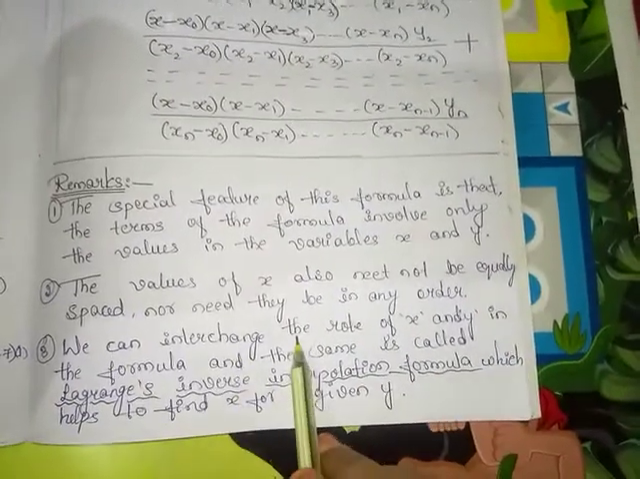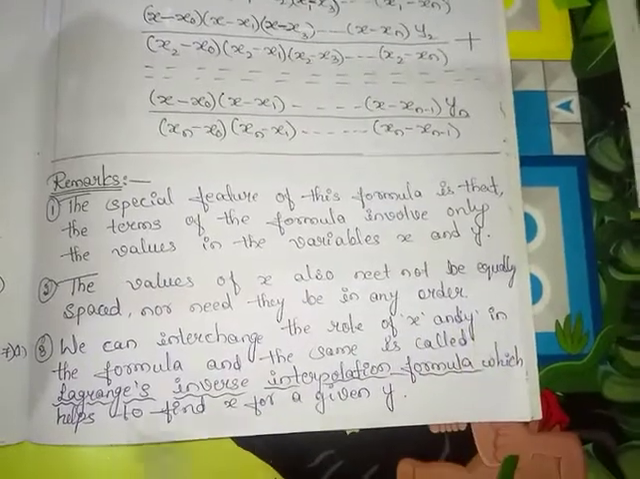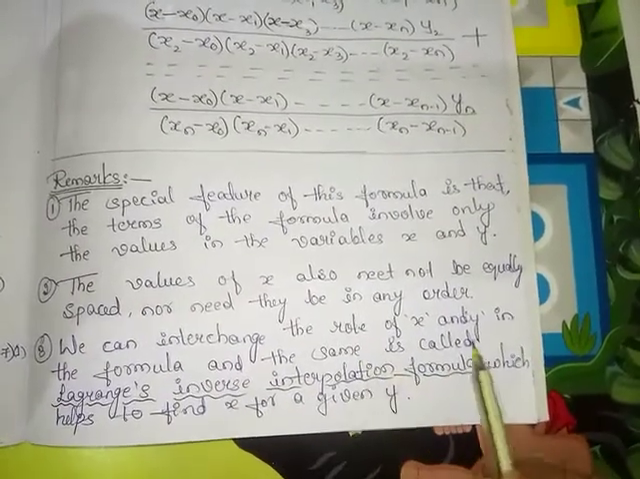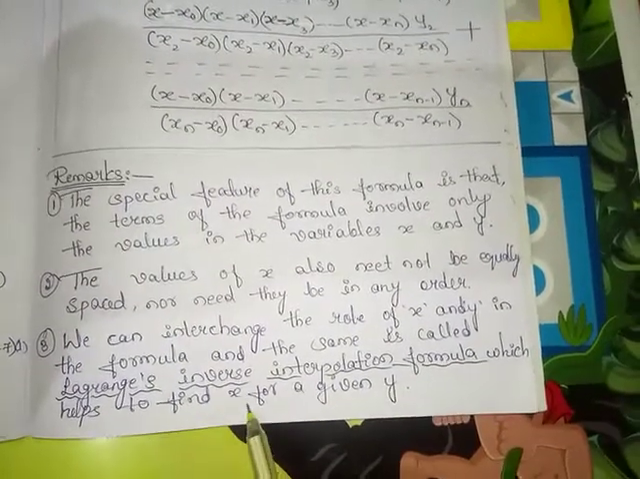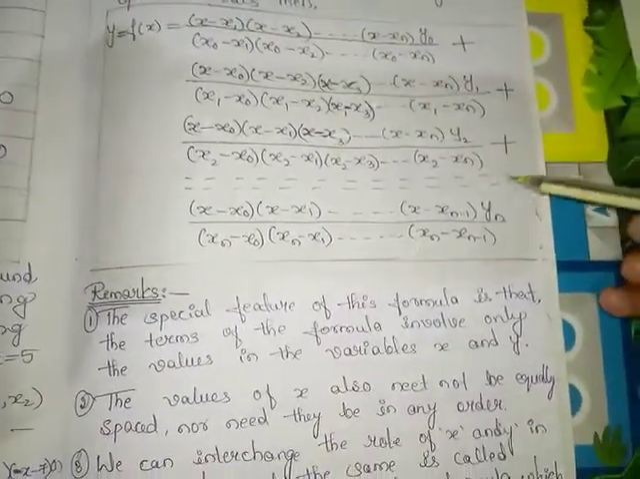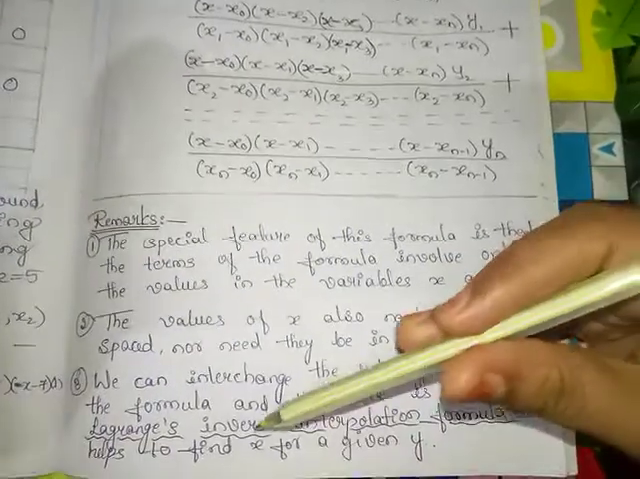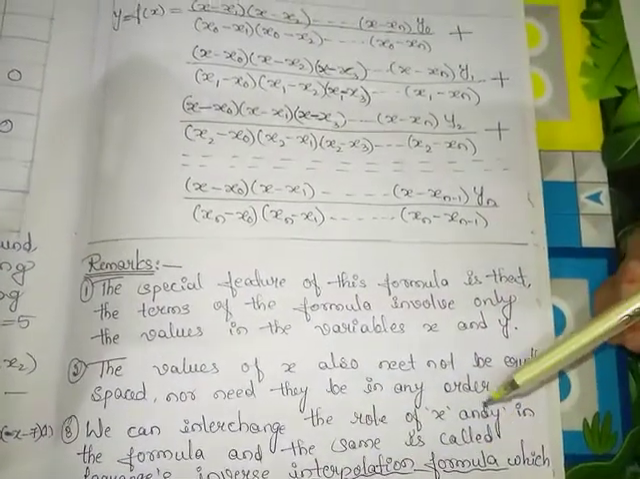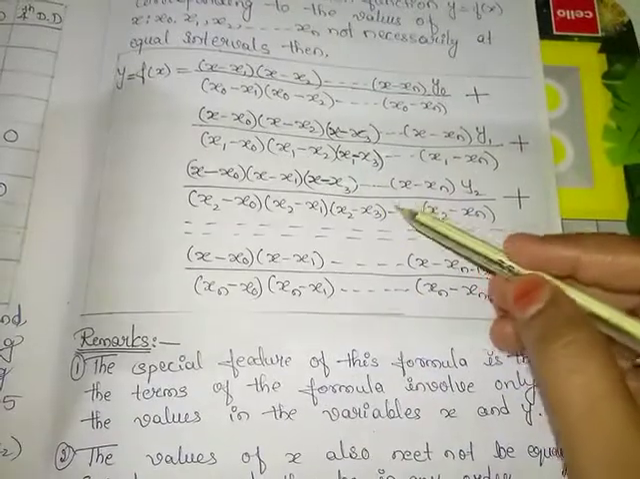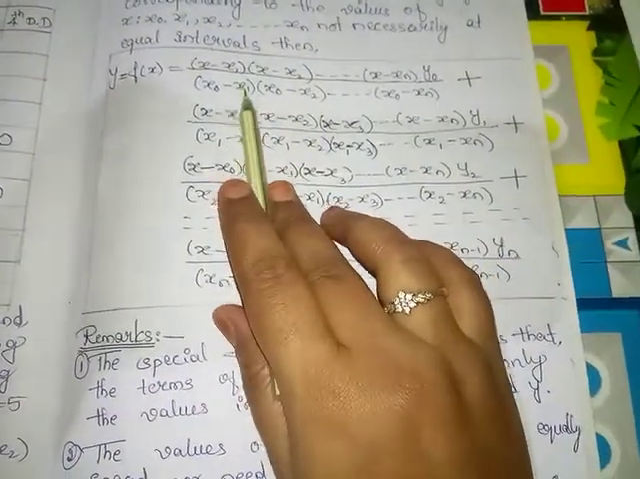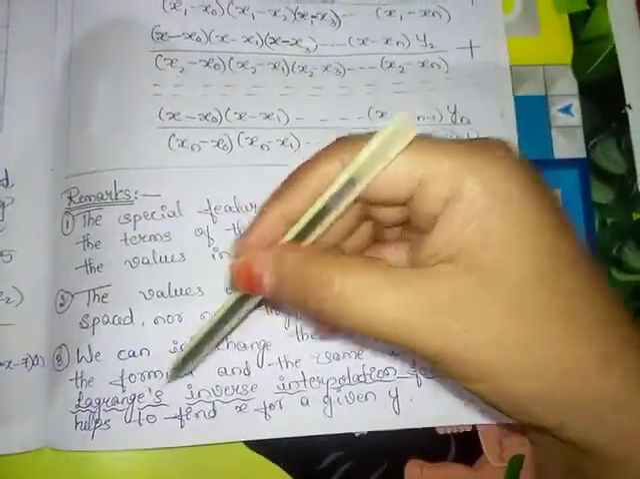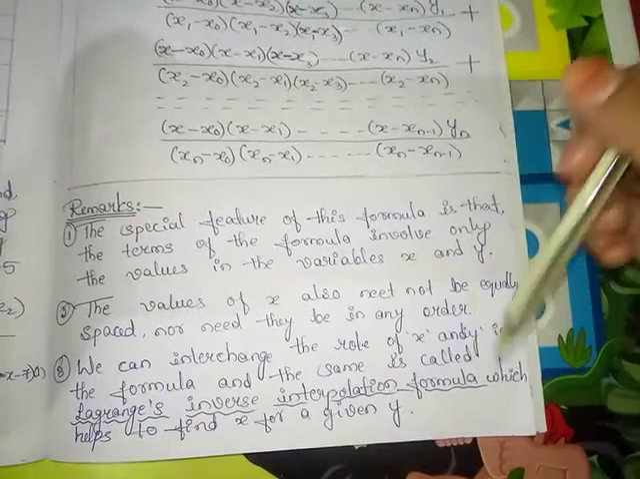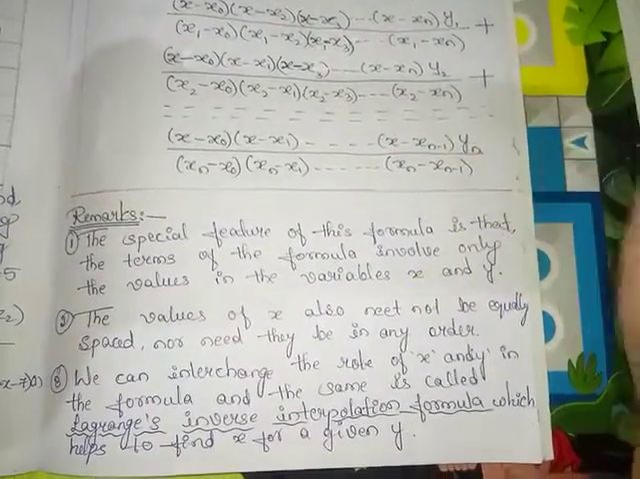We can interchange the role of x and y in the formula, and the same is called Lagrange's inverse interpolation formula, which helps to find x for a given y. Just interchange the role of x and y, meaning wherever x is there, write y, and wherever y is there, write x. You will get the Lagrange's inverse interpolation formula, which helps us to find x when the value of y is given.